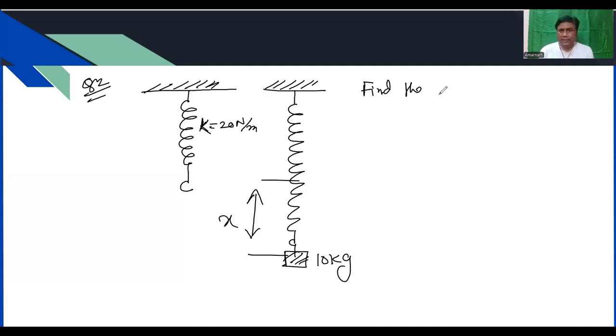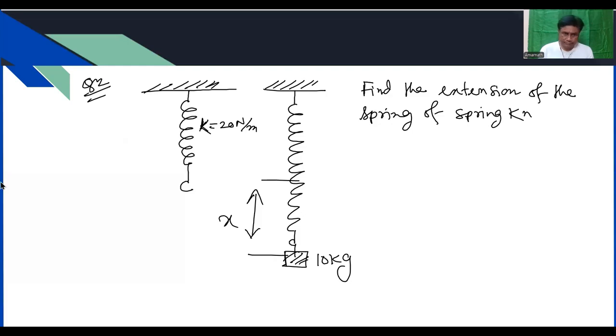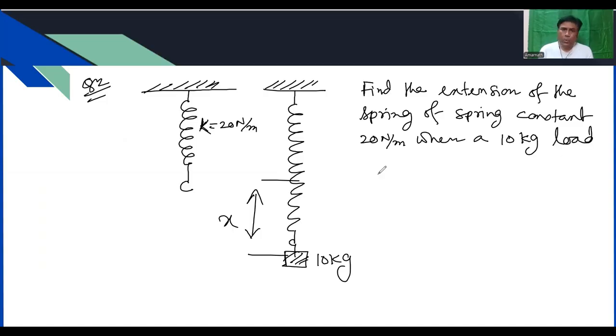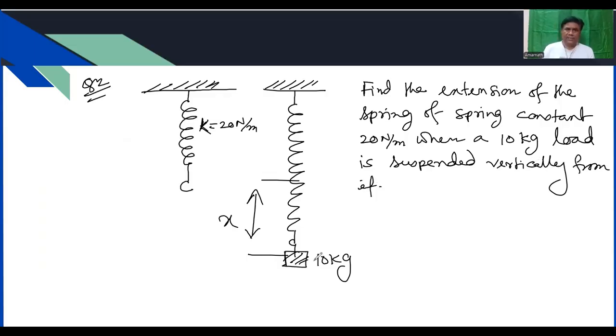What is the question? Find the extension of the spring of spring constant 20 Newton per meter when a 10 kg load is suspended vertically from it. Okay, please write the question first.